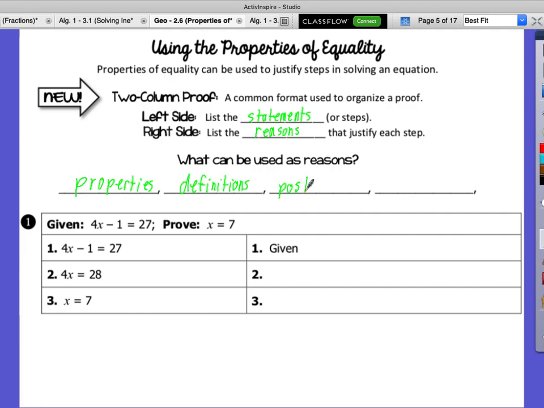Postulates. If we recall back to one of the first days, talking about the building blocks of geometry, a postulate was something we accepted to be true. Okay? That was like our segment addition postulate. You can add 2 parts of a segment to get a whole segment. And then theorems, which are things we can prove to be true from these other things. But a theorem's already been proven true, so we can use it. It's not like a theory where it's like, oh, this might be true. A theorem has already been proven true.